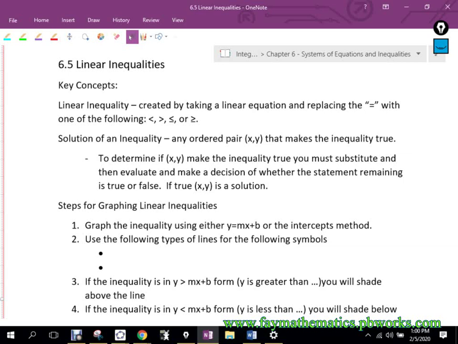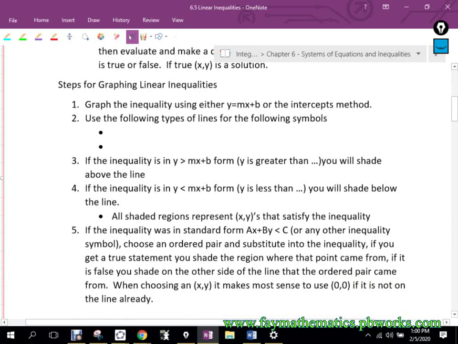So I line up here some steps. I think there are 5 steps here, and this is just an introduction. We'll add to these because of the way the problem might be presented to us later on in the week. So these are steps for our early-on types of linear inequalities that we're going to graph. First thing says graph the inequality using either y equals mx plus b or the intercepts method. So y equals mx plus b is my slope intercept formula. I plot my y intercept, then I apply my slope to that, and I get another point, and I graph it.